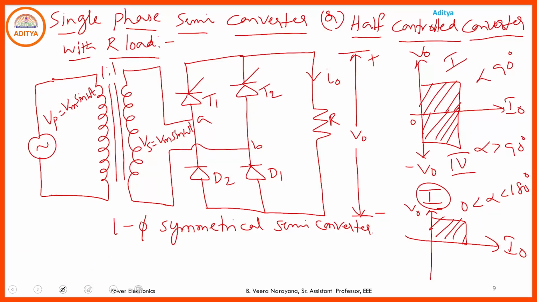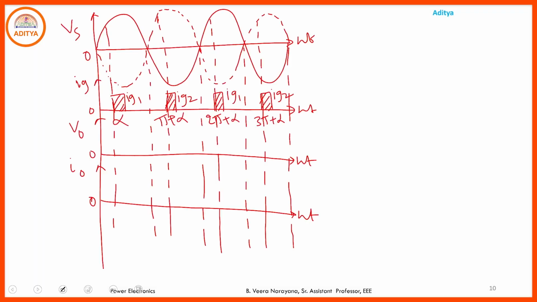That is a simple circuit description of the single phase semi converter. It consists of one isolation transformer, 2 ideal SCRs, 2 ideal diodes and a resistive load. Coming to the operation, during the positive half cycle of the supply, here it is VAB and it is VBA.